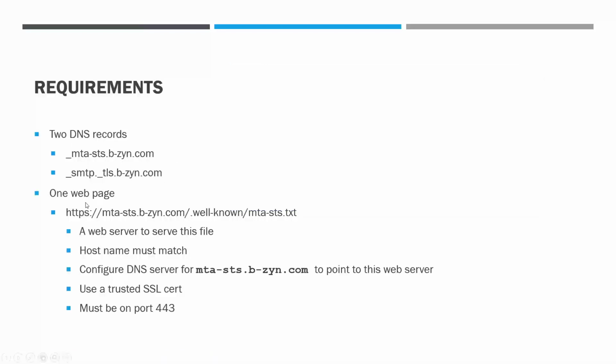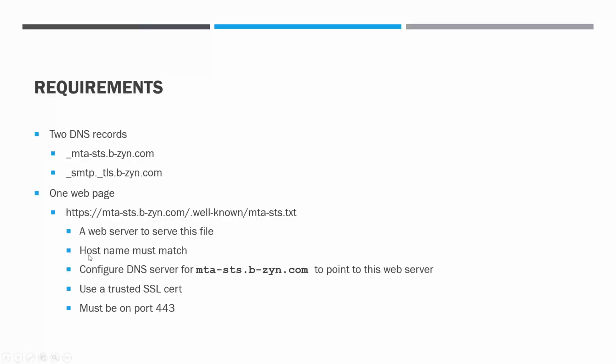All right, the second DNS record is for TLS reporting, and I'm going to come back to TLS reporting in a minute. All right, so the second requirement, which is this mta-sts.txt file, this is what makes publishing MTA-STS a bit challenging. And the reason I say challenging is because all you need to publish is a very, very small document, but that document has to follow certain rules. So for example, you have to have a web server, right? Which is not that difficult.